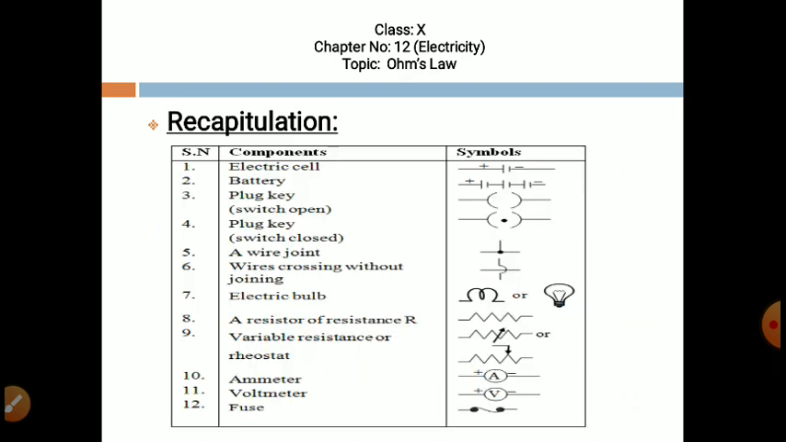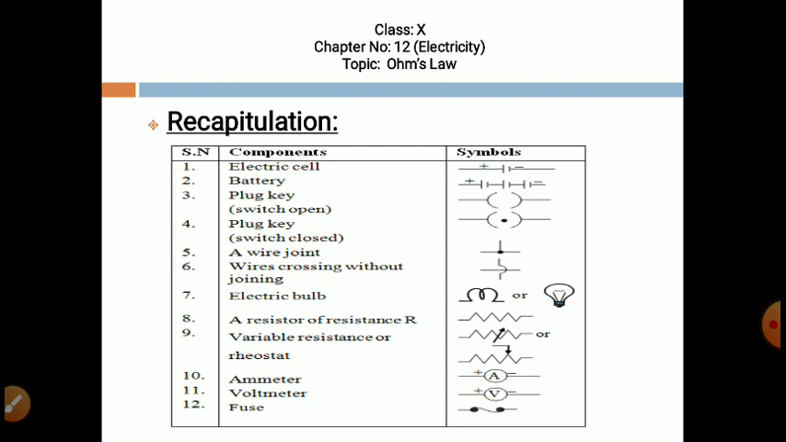Now here are the symbols of a few elements. First one is electric cell, one plate small, another plate large. Second one is battery. It is a combination of cells in a particular way, and this fashion is one plate of a cell is connected to another plate of another cell. Which plate? Positive plate will be connected to the negative plate, and the second cell's positive plate will be connected to the negative plate of the third cell. So here are 3 cells forming a battery.